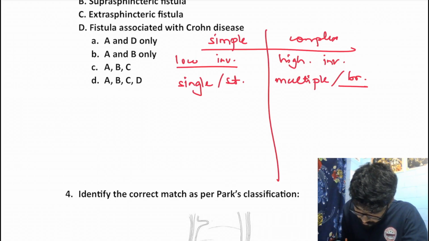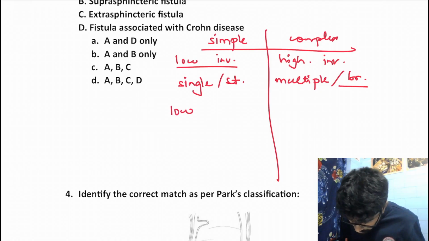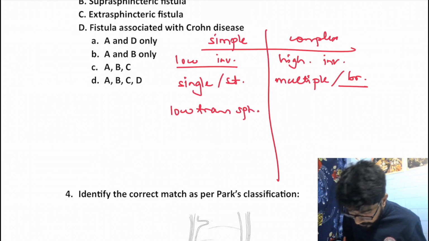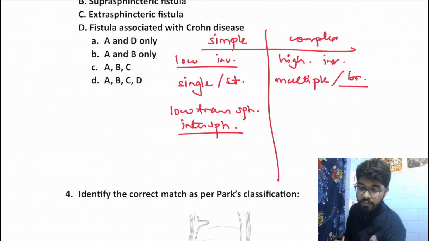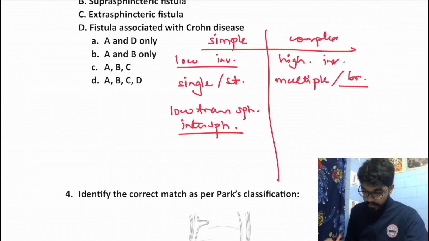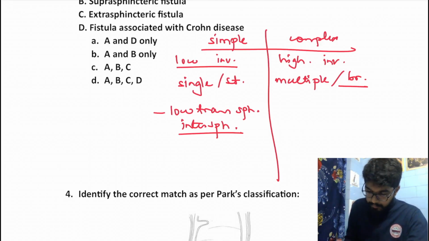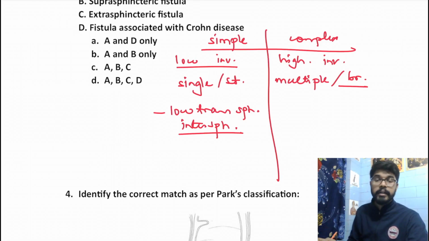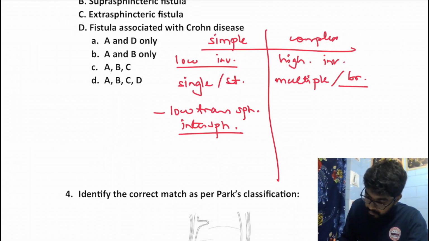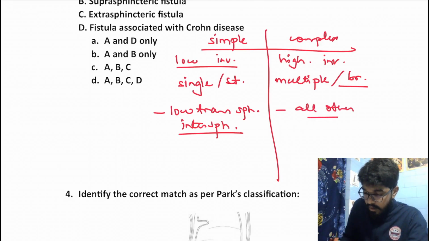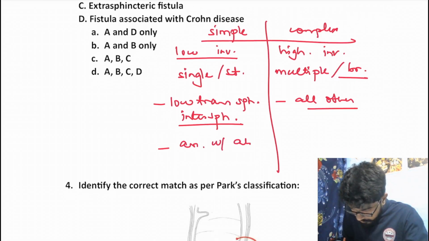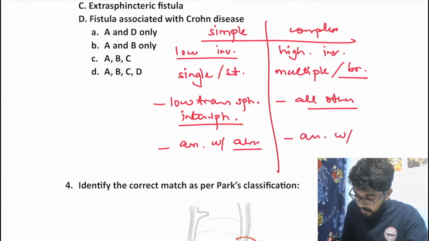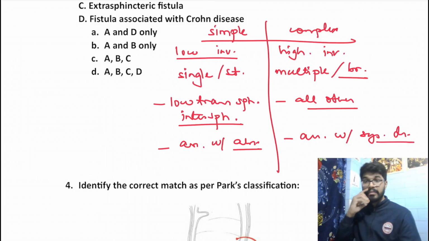The ones that fall under simple fistulas are low transsphincteric and intersphincteric, my bad. We shall be talking about these types of fistula a bit later, right, under Park's classification. Now just remember that low transsphincteric and intersphincteric are the ones that belong to simple fistula, whereas almost all others belong to complex fistula. And remember another fact, that simple fistulas are associated with perianal abscess, whereas complex ones are associated with systemic diseases.